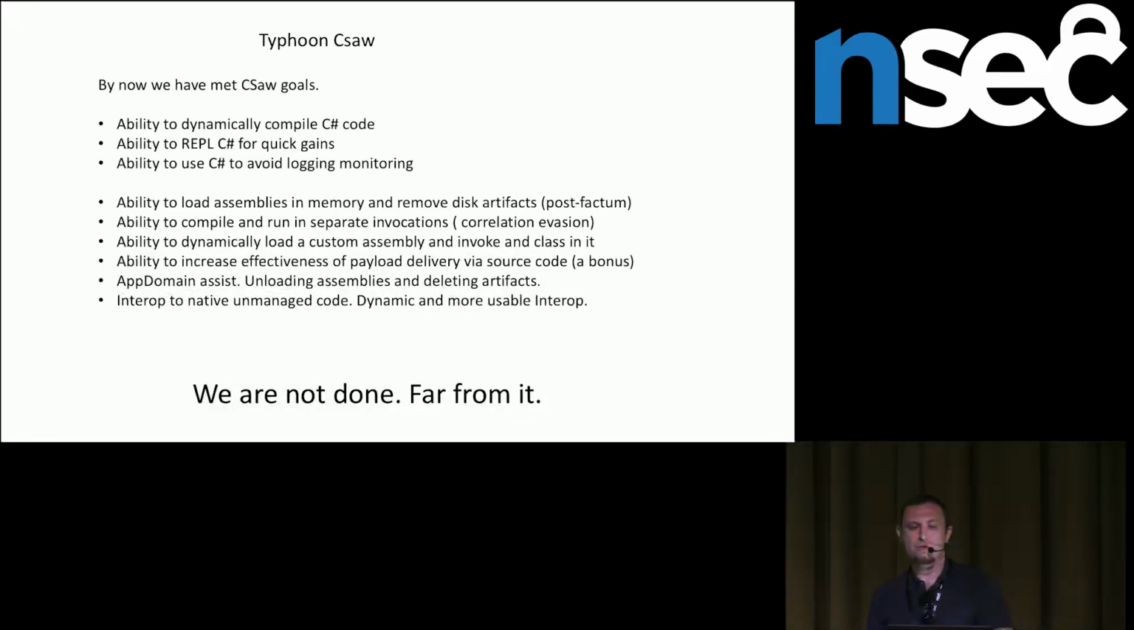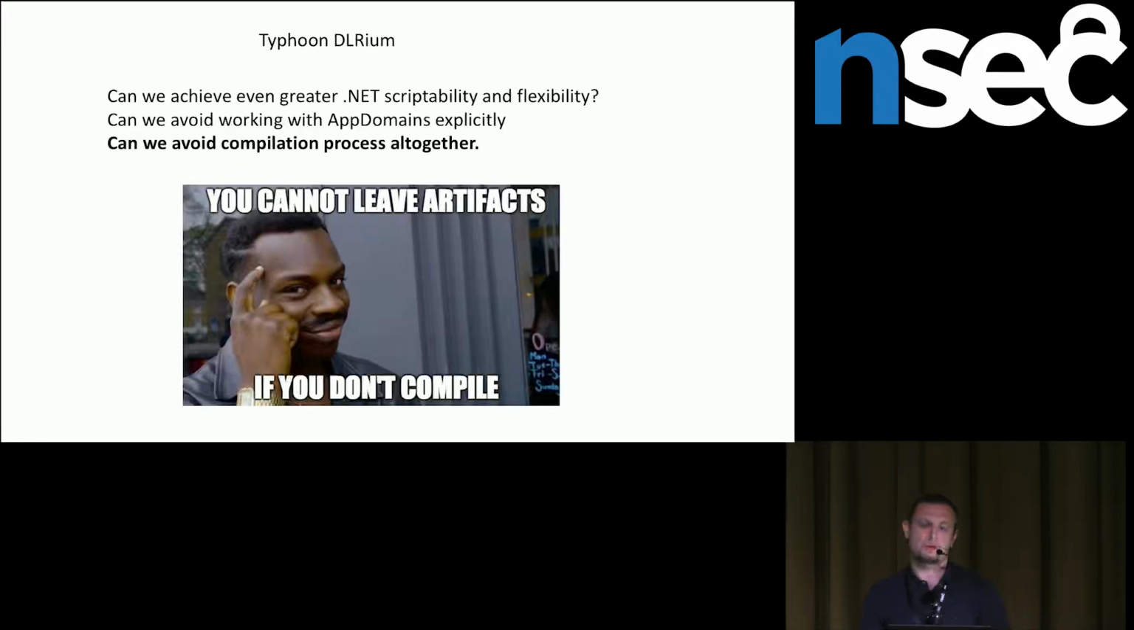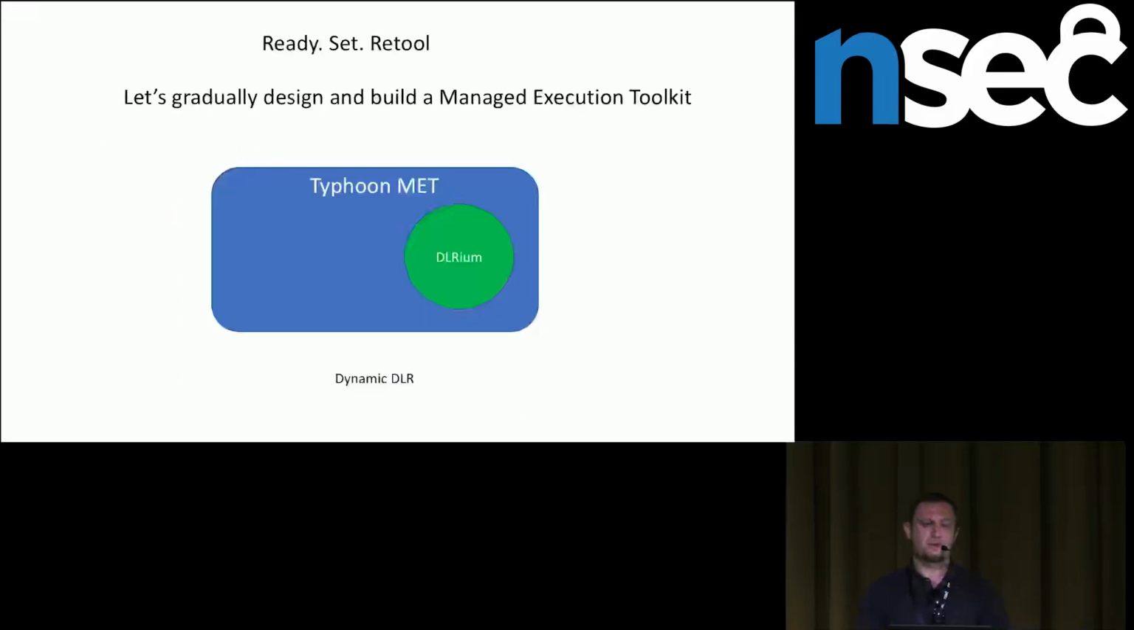So can we do something better? Can we do a more flexible solution? Can we gain more scriptability out of it? Can we even forgo app domains altogether because they're hard to work with? And can we actually avoid compilation, right? And so, again, let's start building this managed execution toolkit even further, right?